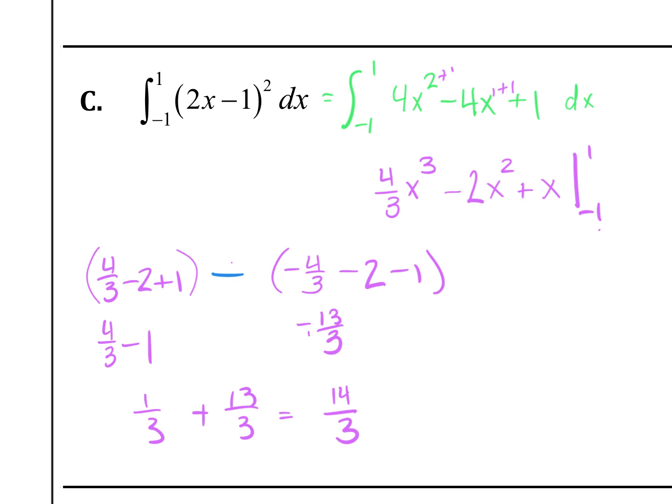Okay, change it to a fraction. Math, enter. I still don't think I understand that. 8 over 3.